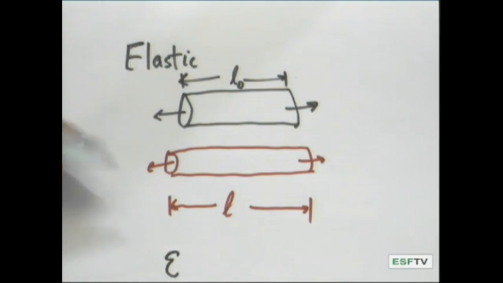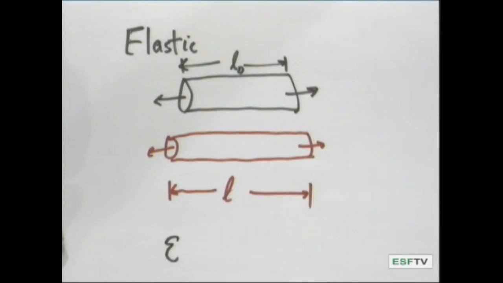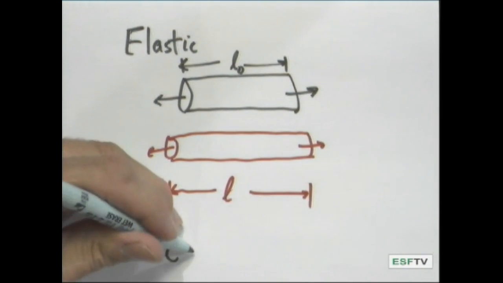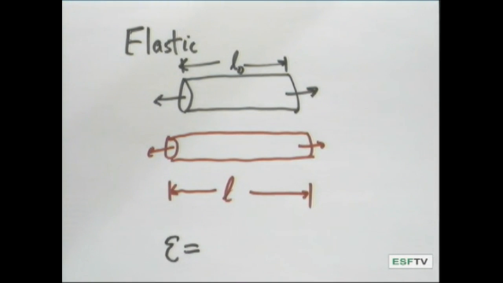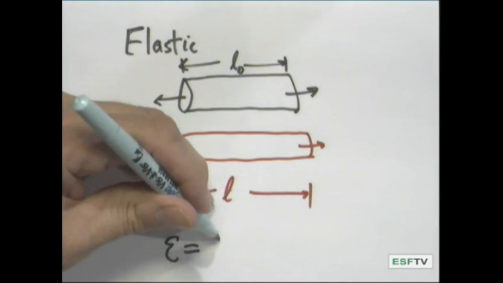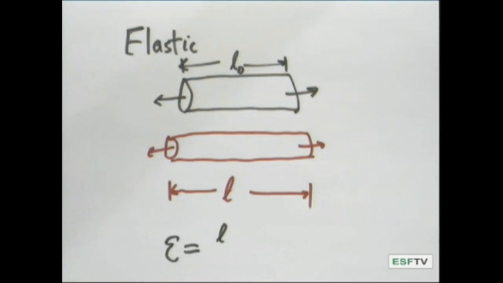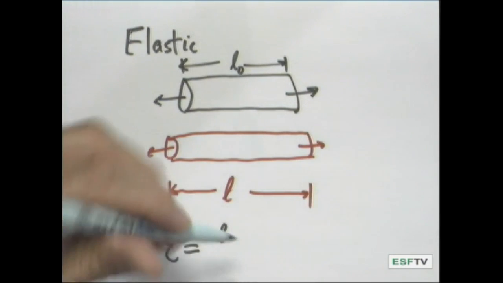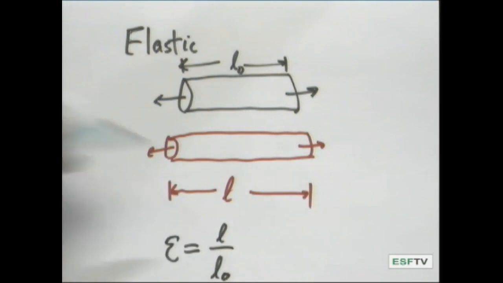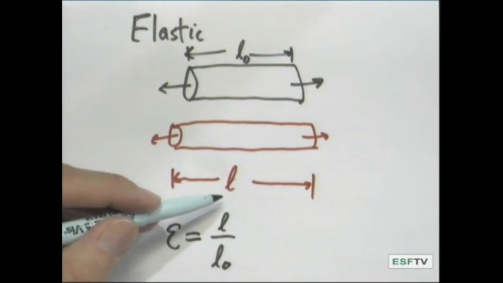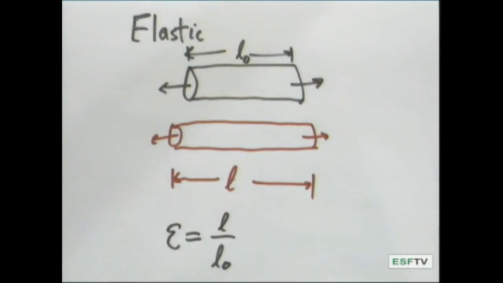Strain is usually abbreviated with an epsilon, and we can put a very simple equation that describes strain for us. The strain is the strained length over the unstrained length, L over L sub 0. And there are a couple of things to notice about this term. The first thing is that it is a dimensionless term.